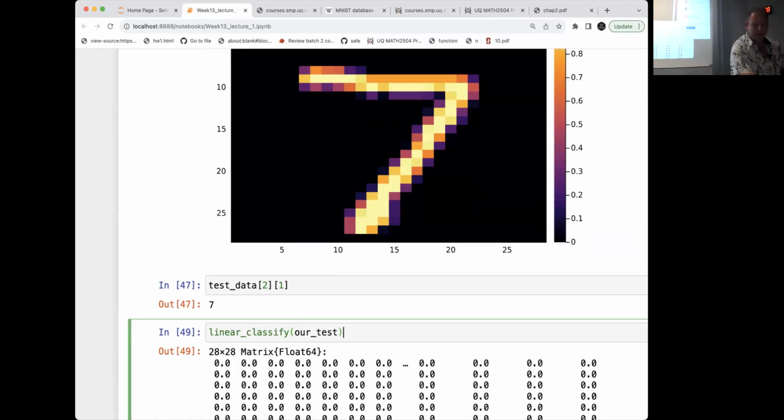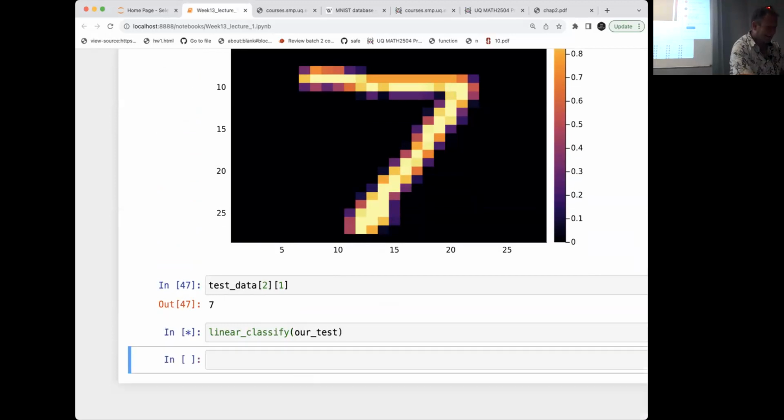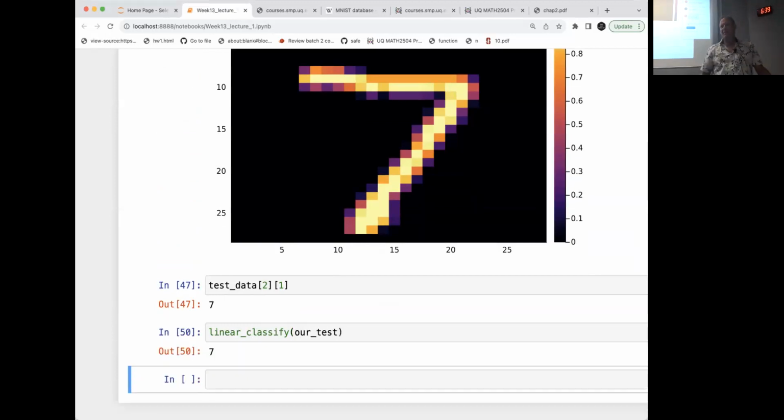It's not 100% accurate. Oh, it's a 7. Okay, it worked. All right, that was it. But if we do it for about 1 in 10, or 14 out of 100, it won't work. The accuracy here is going to be 86%.